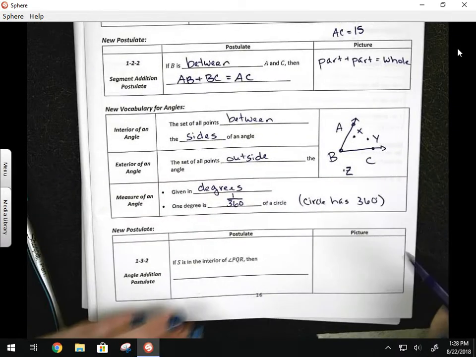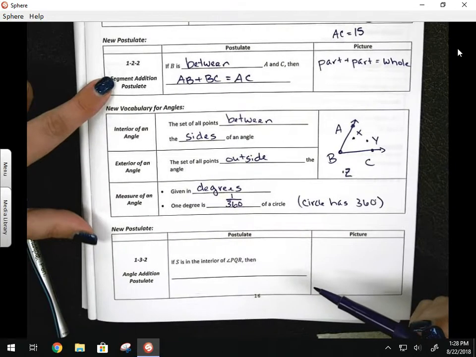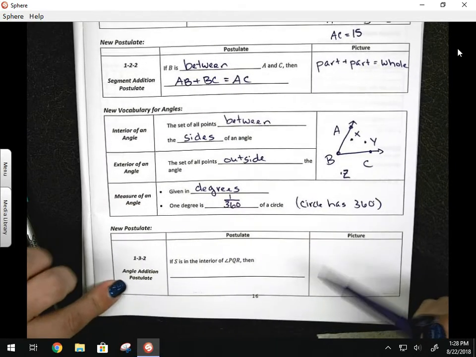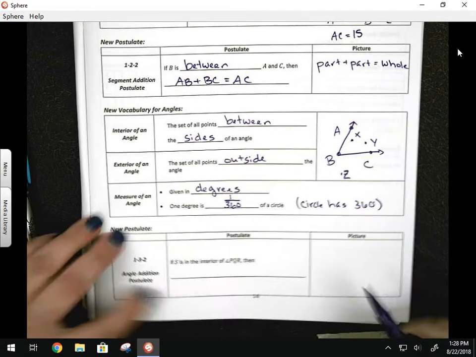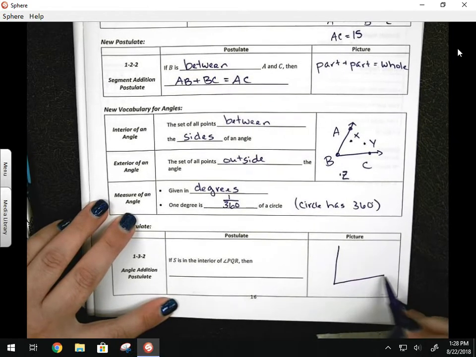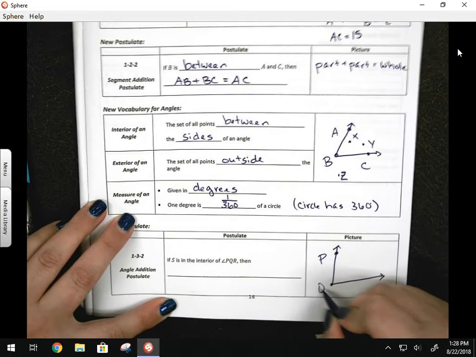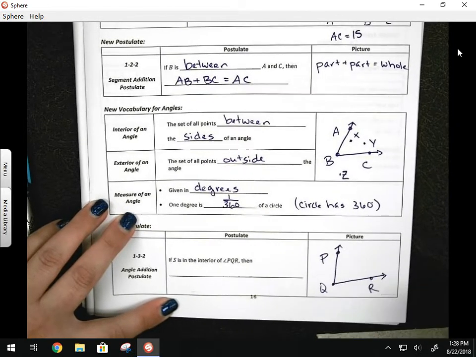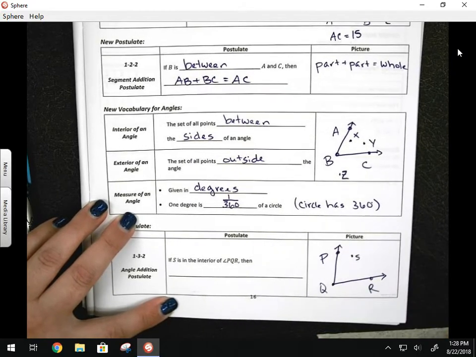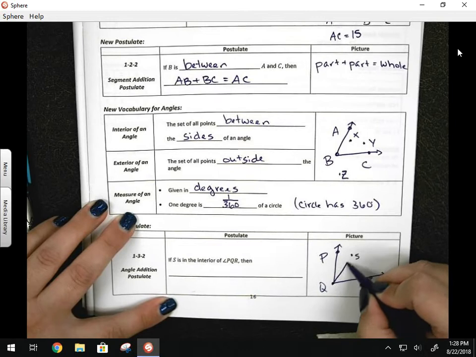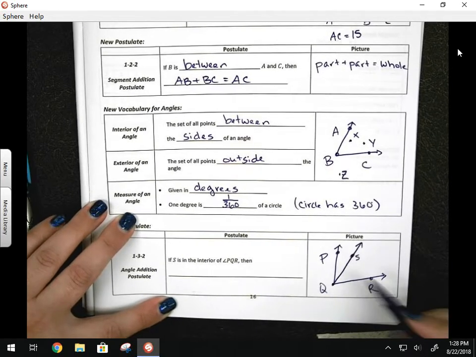So we've got this angle addition postulate also. We did segment addition up here, and now we have the angle addition postulate. If S is in the interior of angle PQR, so let's draw what that would look like. I'm going to draw this angle over here, PQR. And S is on the interior, so I'm just going to pick a spot, right there. Well, I can draw a ray from Q through S then. And now I've just made some angles.